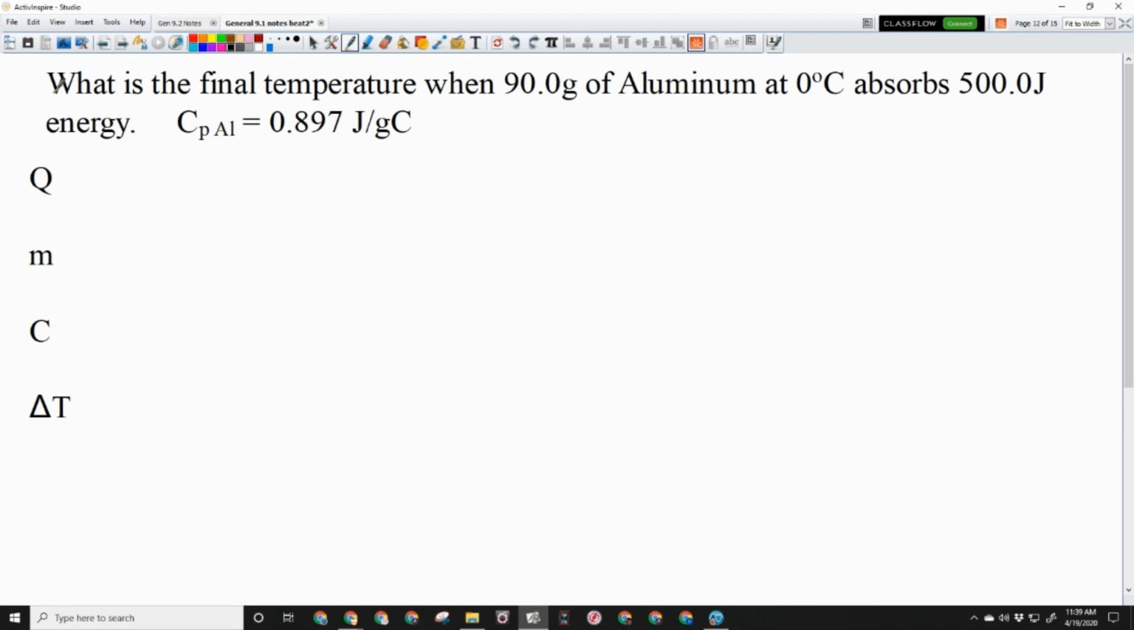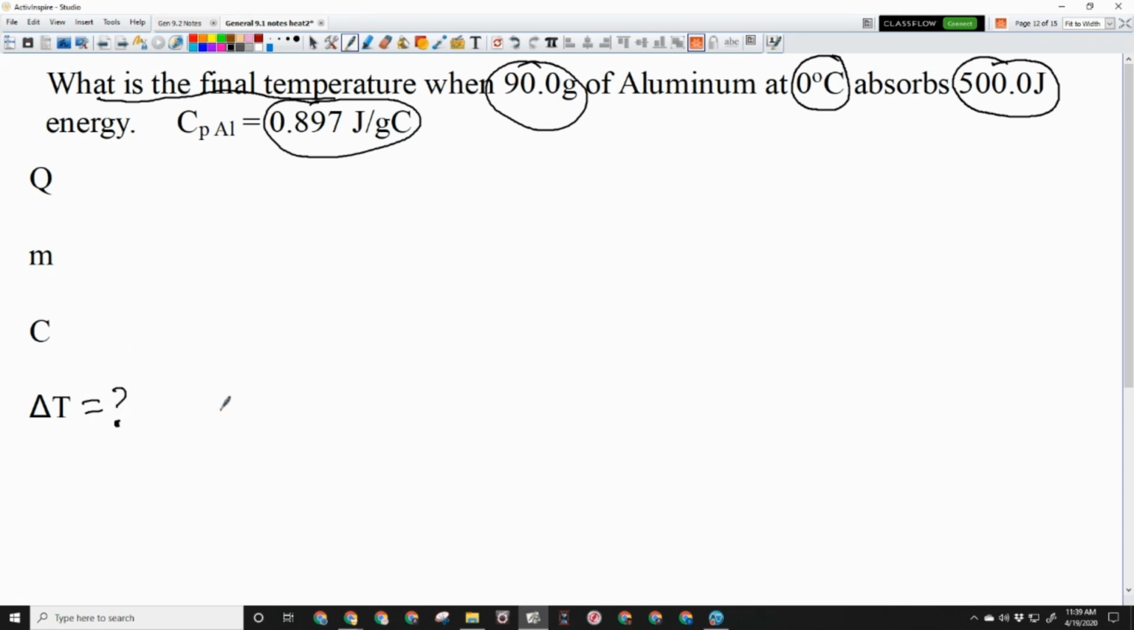All right, one more. What is the final temperature when 90 grams of aluminum at 0 degrees Celsius absorbs 500.0 joules of energy, and the specific heat of aluminum is 0.897 joules per grams degree Celsius? All right, what is the final temperature? All right, so we're solving for delta T here. Actually, we're solving for delta T, and then we're going to solve for final temperature.